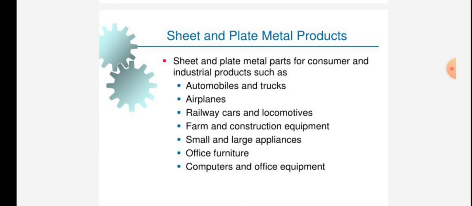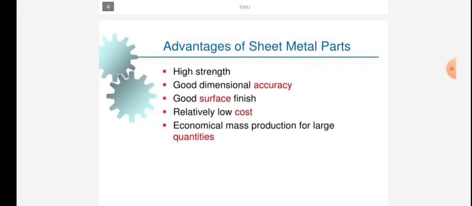Sheet and plate metal products. Sheet and plate metal parts are used for consumer and industrial products such as automobiles and trucks, aeroplanes, railway cars and locomotives, farm and construction equipment, small and large appliances, office furniture, computer and office equipment. Advantages of sheet metal parts are high strength, good dimensional accuracy, good surface finish, relatively low cost, and economical mass production for large quantities.